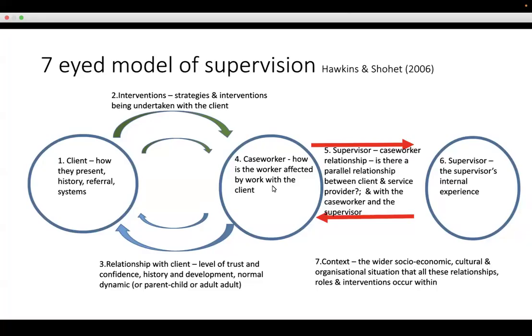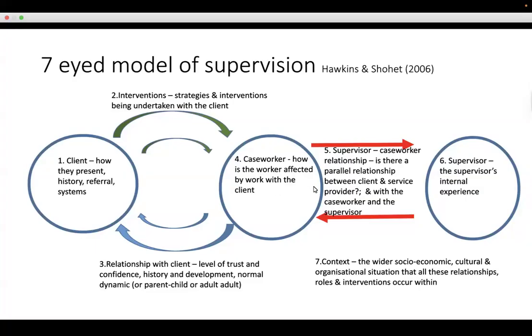So it's pretty much how the work is really affecting you personally as a worker. And again, this is also very important to consider in supervision. And I think supervision is the right space to have those kinds of conversations.